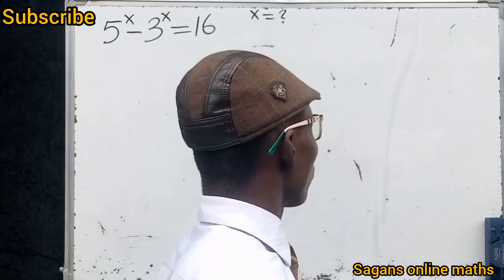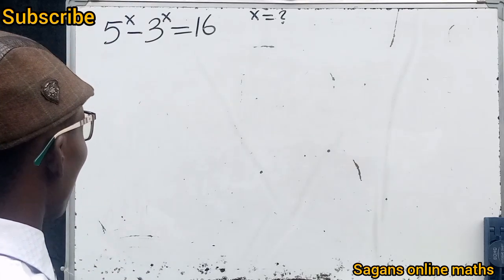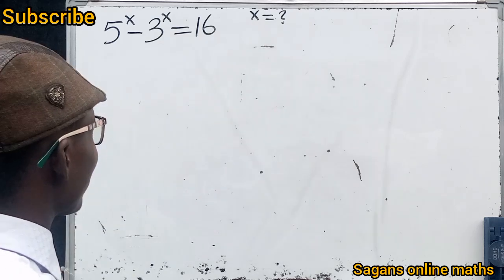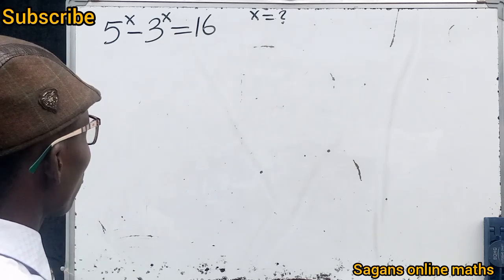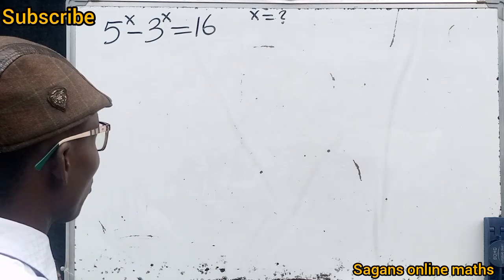Okay, now look at what you are given on the board. We are given that 5 to the power of x minus 3 to the power of x equals 16. We are asked to find the value of x. Now looking at this problem, it is very simple and interesting. I'm not going to fake anything here. I'm going to solve this problem using the mathematical aspect.